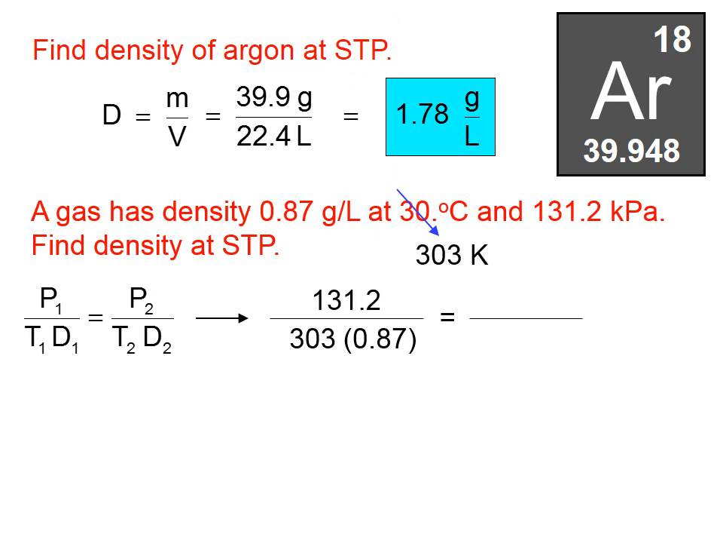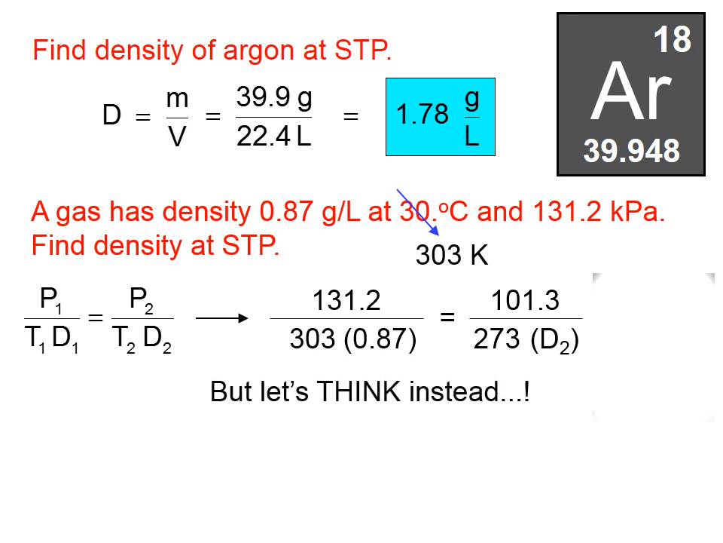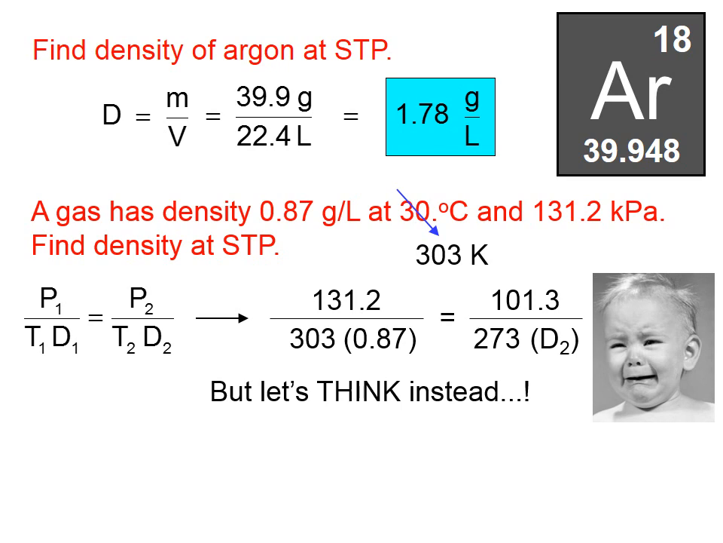Then, on the right side of the equal sign, we need standard temperature, which is 273 Kelvin, and we need standard pressure in kilopascals. And in kilopascals, standard pressure is 101.3. So now we just need to cross multiply and solve that, and we'll be done. But I'm going to go ahead and show you the thinking method again. And here's how the thinking method works.